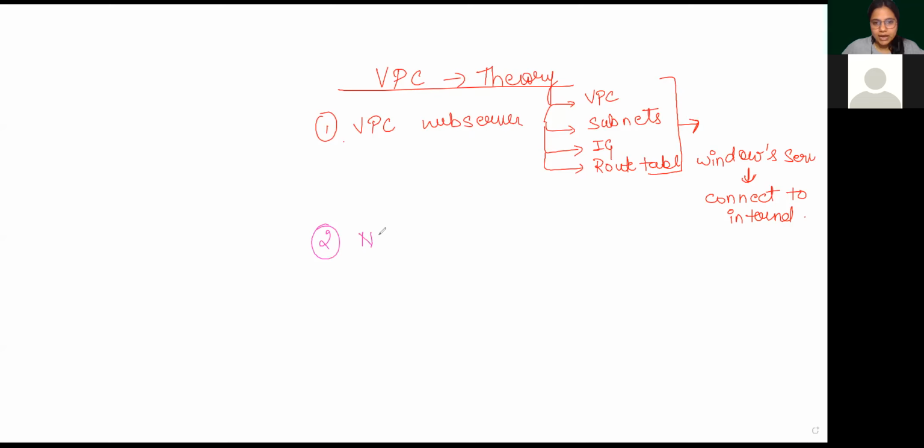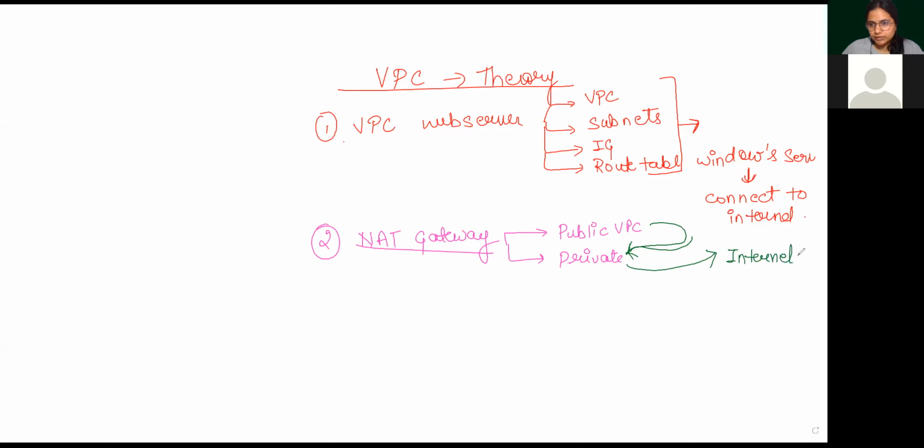In the second lab, we will see the NAT gateway. In this we will create two VPCs, one public VPC and one private VPC. Using the public VPC, we have to access it and send the request to the internet. So the next one we will see is this one.